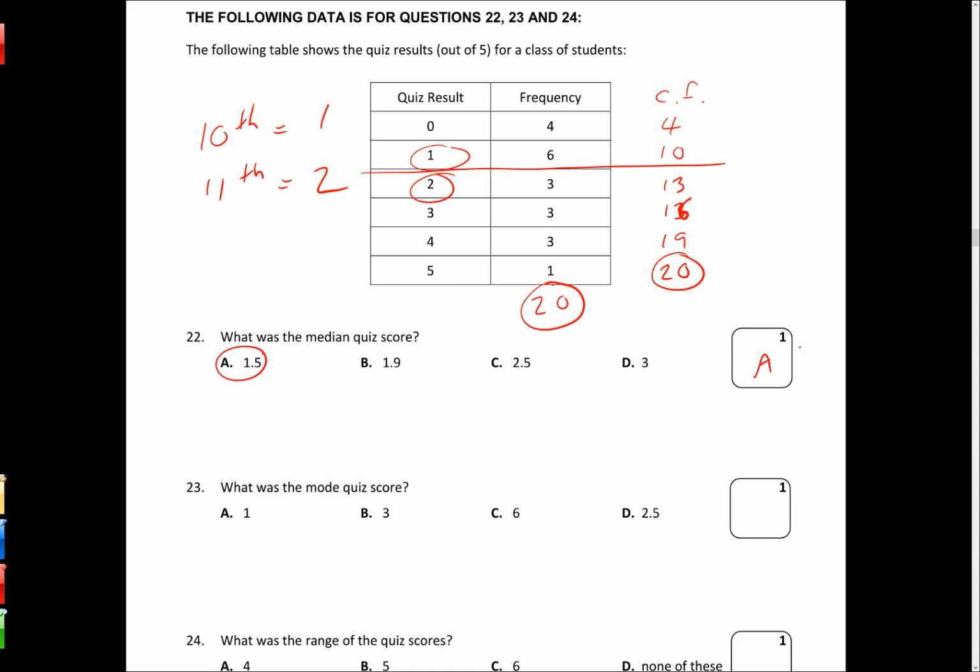The mode is just the one that occurred most often. What's the highest frequency? 6. 1 happened 6 times, so the mode is 1 because it happened more than any other score. And the range of the quiz scores is just highest minus lowest. Someone got 5 out of 5, someone got 0 out of 5. So the range is 5 minus 0, which is 5.